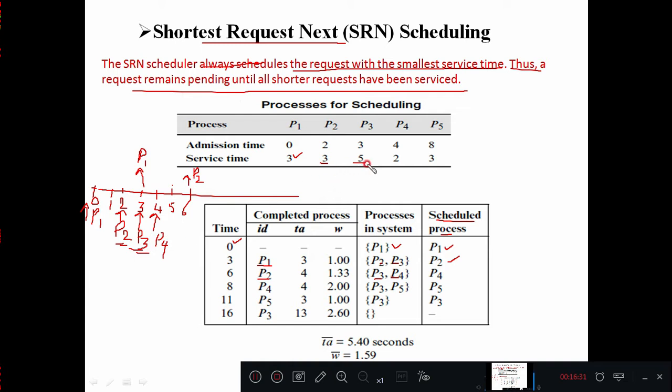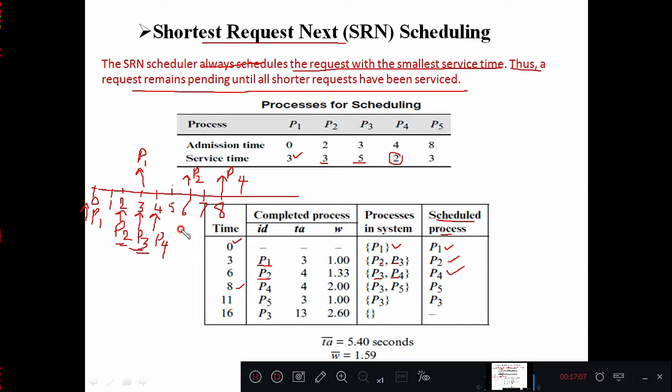Again, it will check the service time of P3 and P4. P4 has less service time compared to 5 of P3, which is equal to 2. So P4 is scheduled at 6th. So it will take only 2 seconds to execute completely, right? And P4 is available with its results at 8th, right? So you can see P3 and P4 are available in the computer system, and P4 is scheduled, and P4 will finish its execution at 8th second, right?